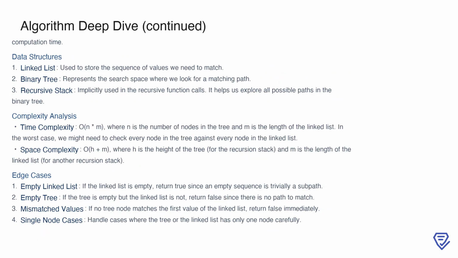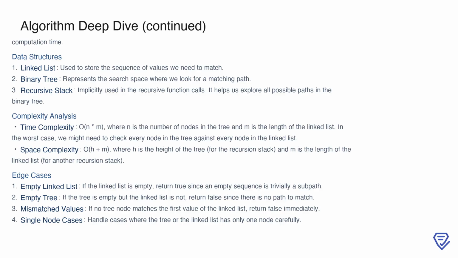Now, let's consider the data structures and the complexity of our approach. For the data structures, the linked list holds the sequence of values we are trying to match, while the binary tree serves as the search space where we look for a matching path. Additionally, the recursive stack, which is an implicit part of the recursive function calls, allows us to explore all potential paths in the binary tree.